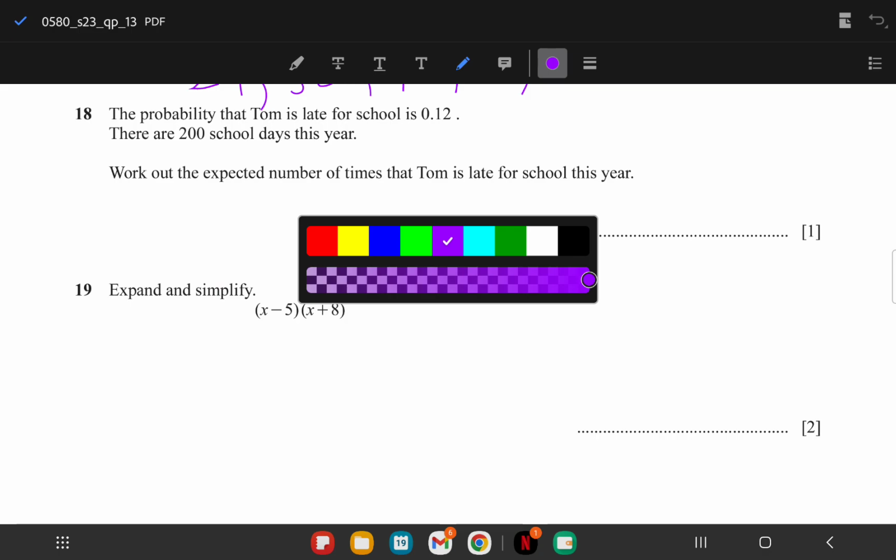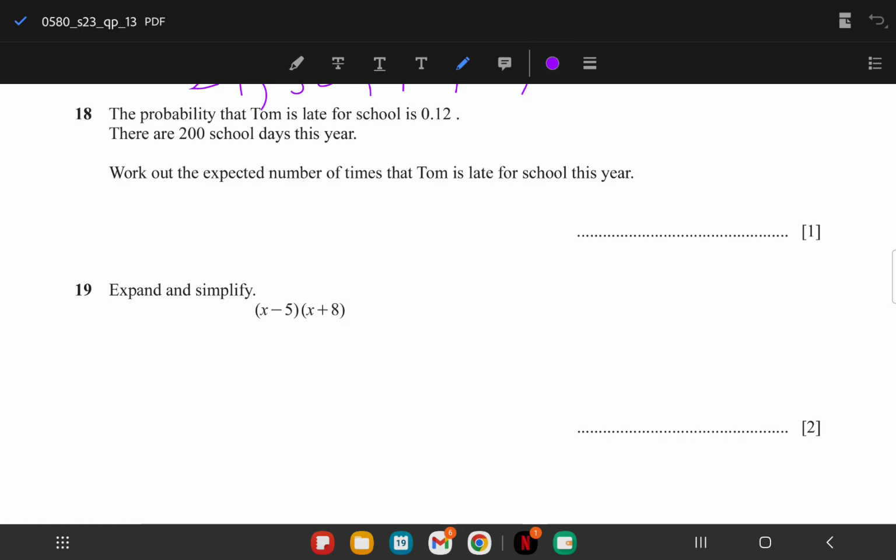Right, the probability that Tom is late for school is 0.12. There are 200 school days in this year. Work out the expected number of times that Tom is late for school. Okay, so we have 200 days in the school year and a probability that Tom will be late 0.12 of those times. So we simply multiply 200 by 0.12. And that will give us 24. So he is expected to be late 24 out of the 200 days.